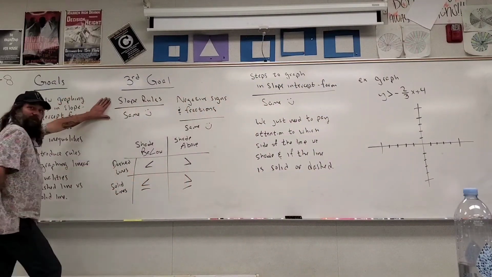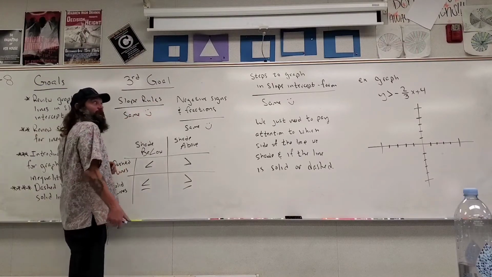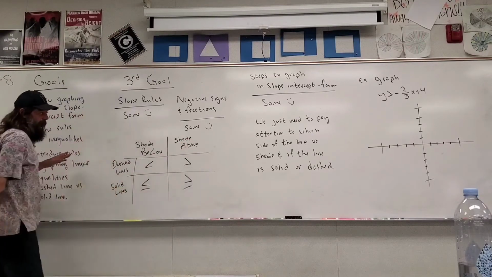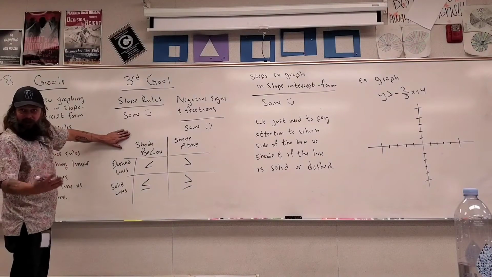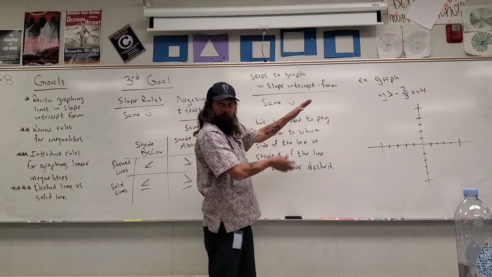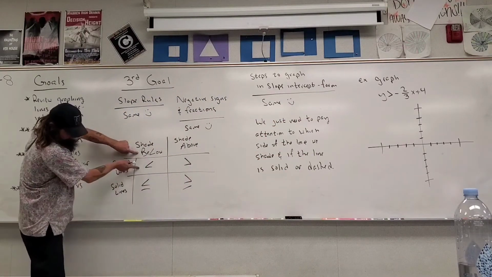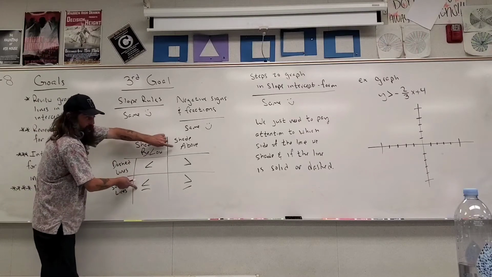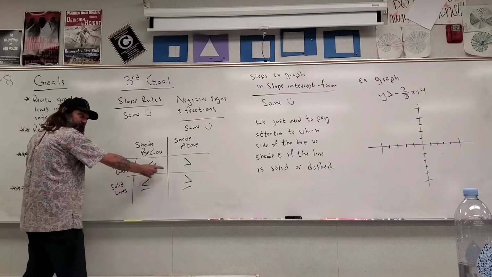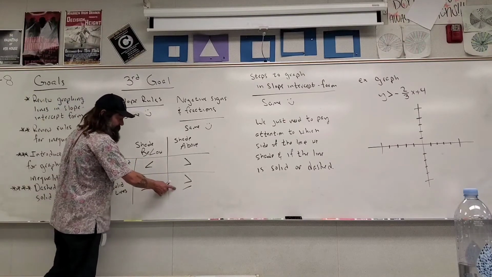Hey, guess what? Our slope rules are the same. We already know how to do that. And guess what else? Our negative signs and fraction rules, they're the same. Now, instead of shading to the left and shading to the right, with lines, you can be above a line or below a line. Look how I wrote the word below. Shade below if you have this symbol or this symbol. Shade above if you have this symbol or this symbol. We're going to use a dashed line if I have this symbol or this symbol, and I'm going to use a solid line if I have this symbol or this symbol.